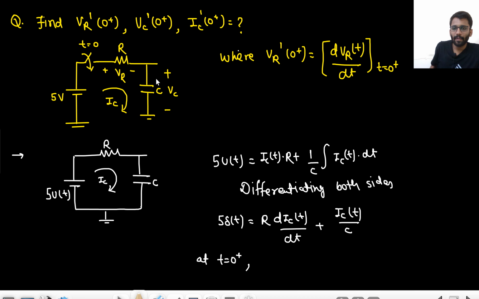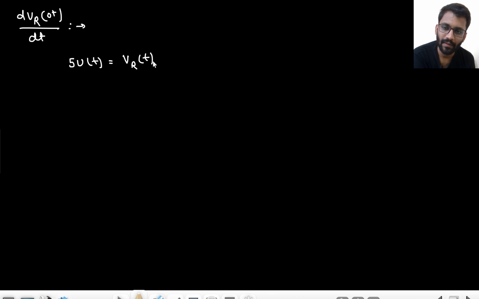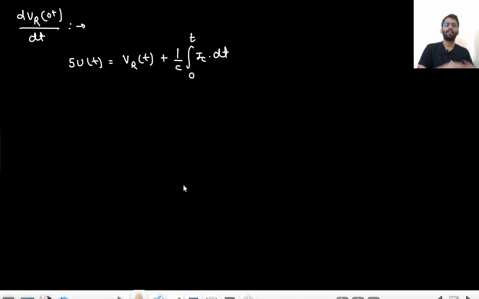Now let's find VR(t) and VC(t) as well. So we will find VR(t) now. So second, what we will find is d VR(0 plus) by dt. So 5 u(t) plus VR(t) plus 1 by C integration of ic dt from 0 to t. One thing we can do here is that we can differentiate here and put the value as well. Yes, we can do that, differentiating on both sides.